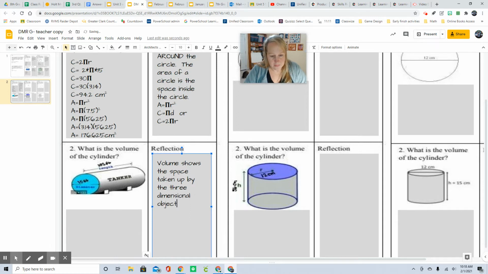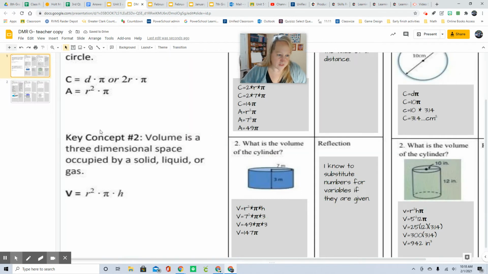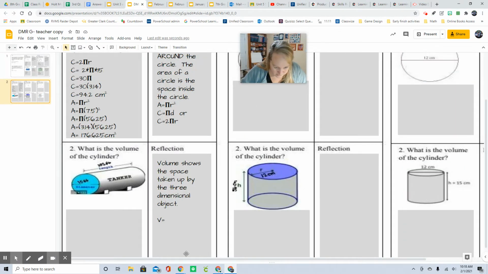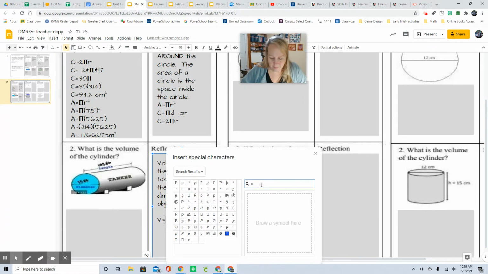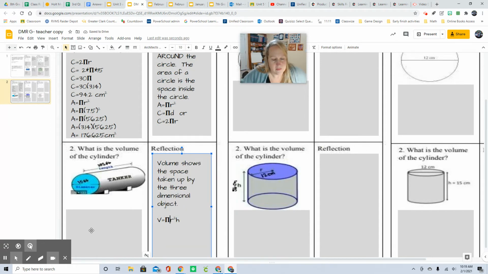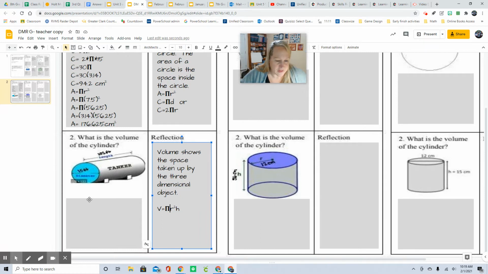And you find this one by saying V equals, and again, I learned it in a different order. I have pi r squared h in my head. V equals, I'm going to insert my pi, special characters, search for pi. Pi r squared h, and so now that we have this formula, we can use it over here. It's a little bit difficult to read, but I'm sure that we can. So I'm going to copy, Control-C, and paste this over here.